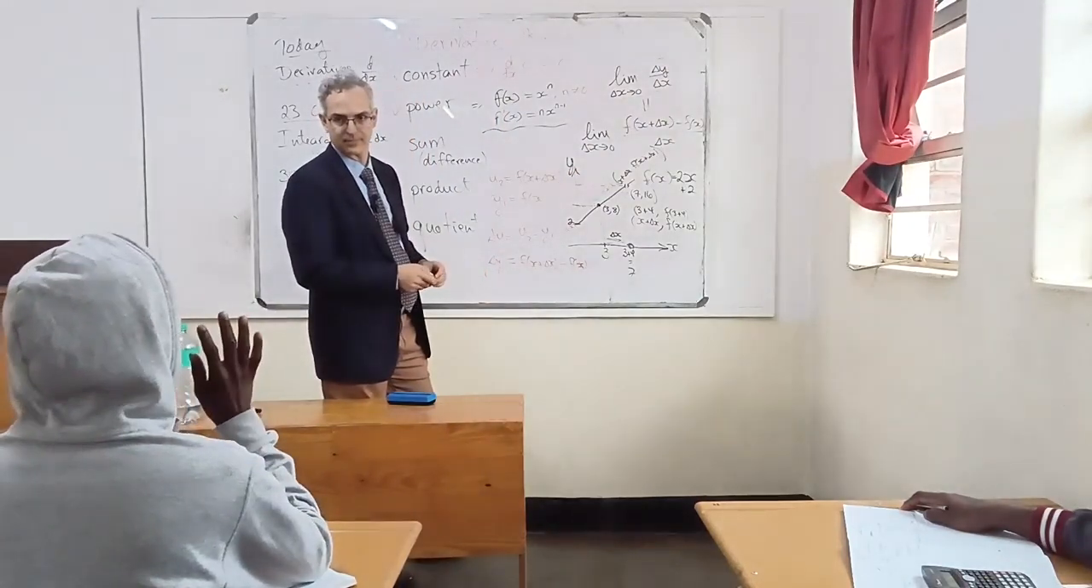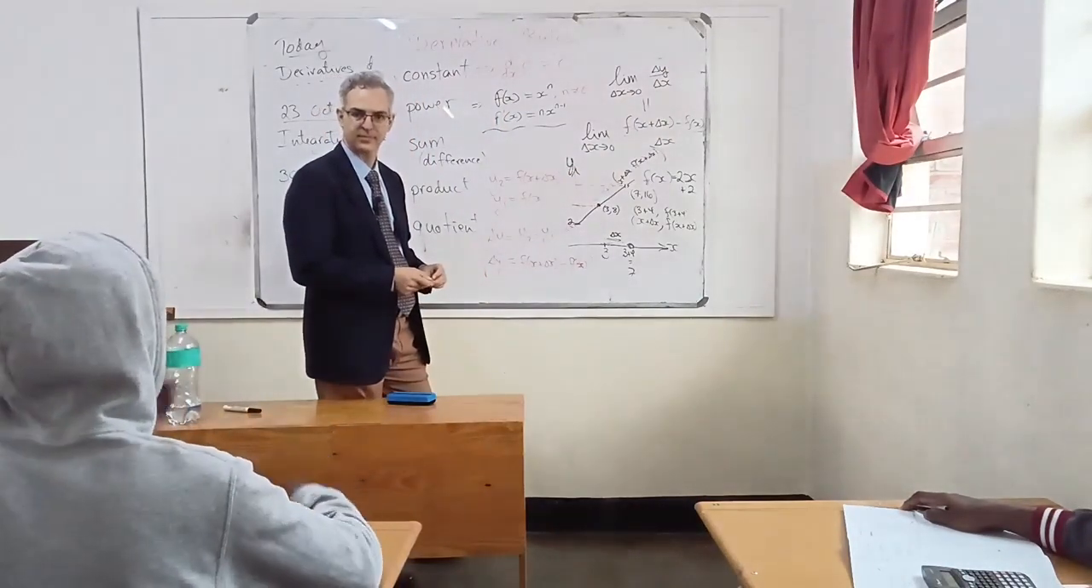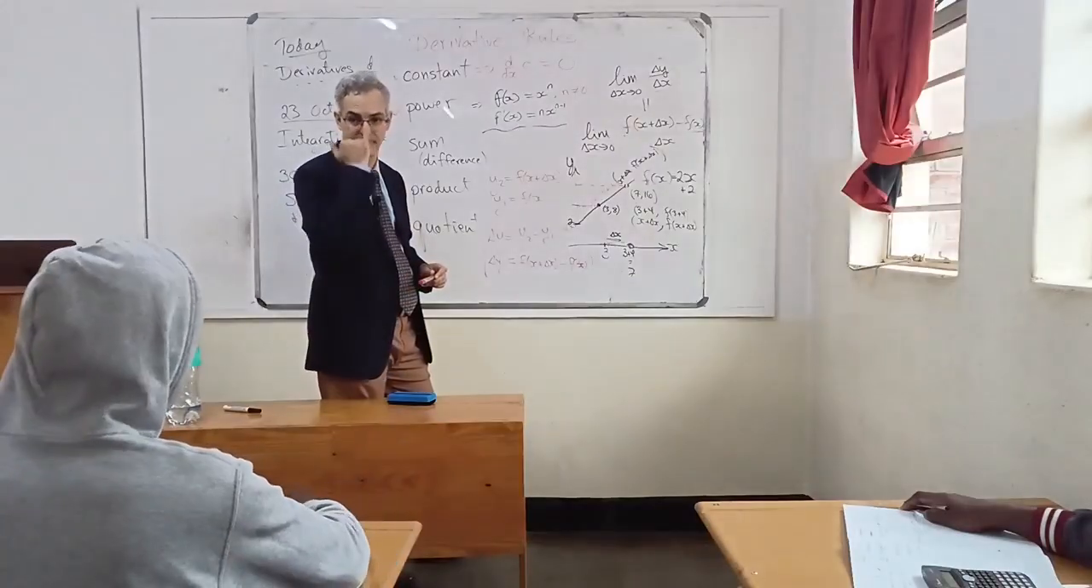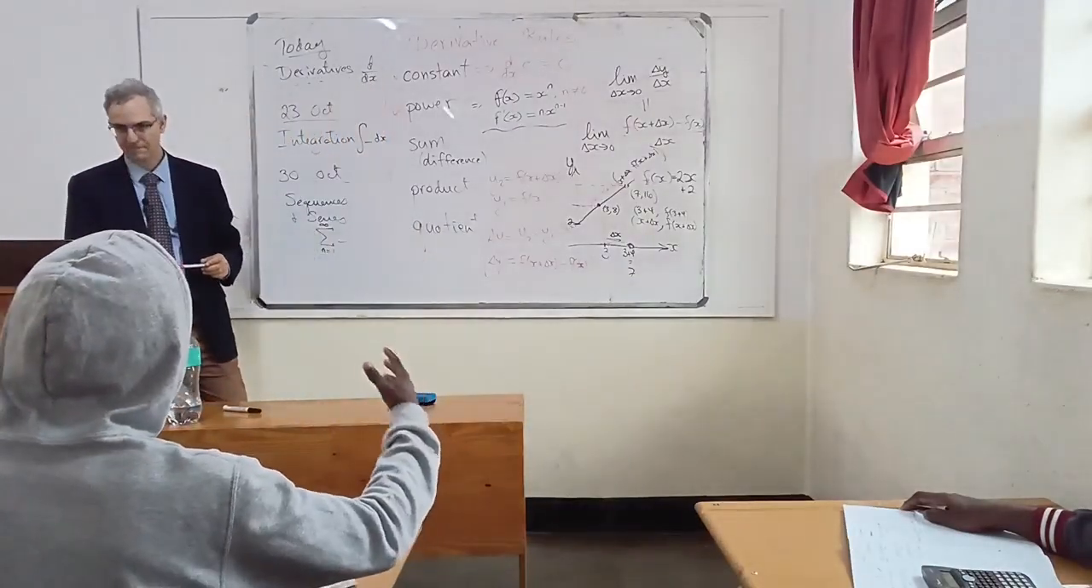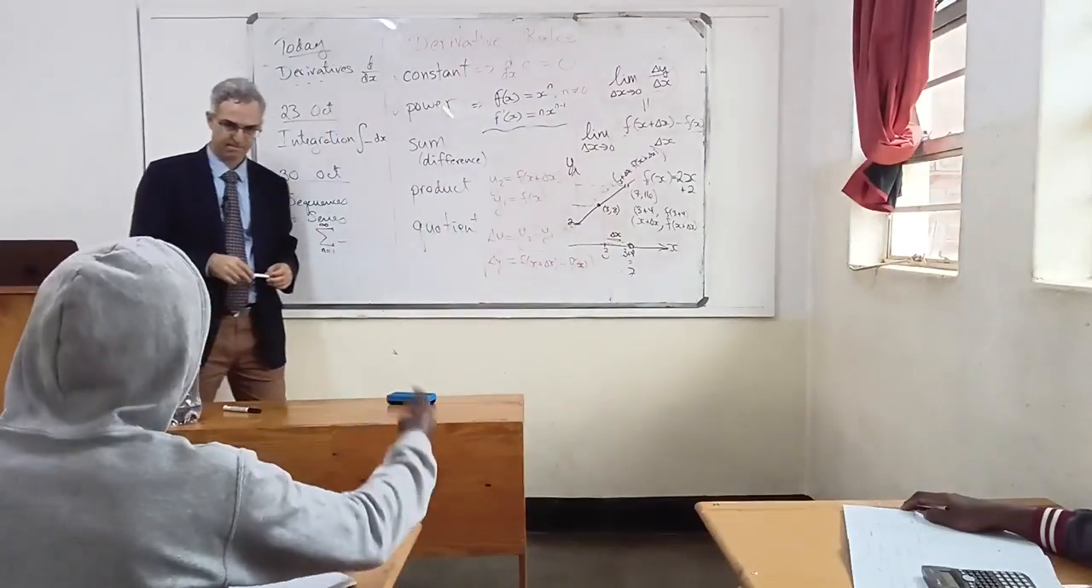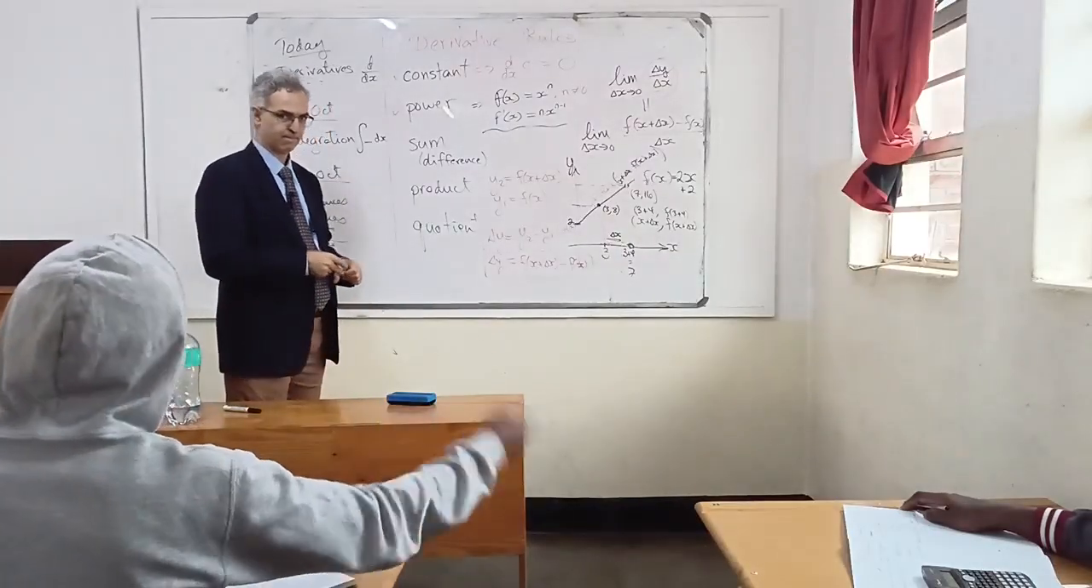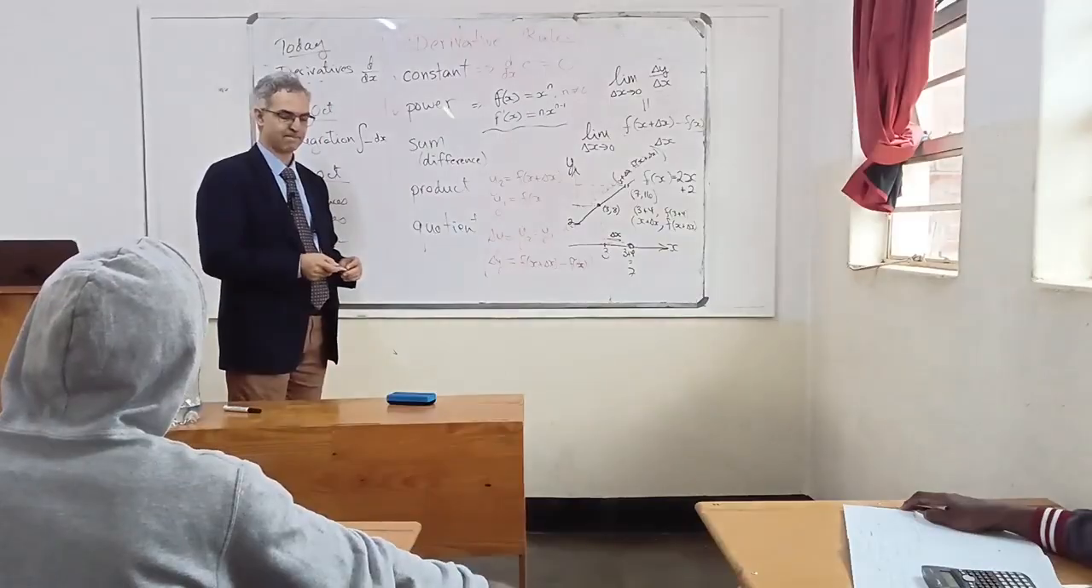About the tangent and secant line, you say that to find the limit of the secant line as it approaches the tangent line is the value of the tangent line. Okay. Yeah. Mm-hmm.